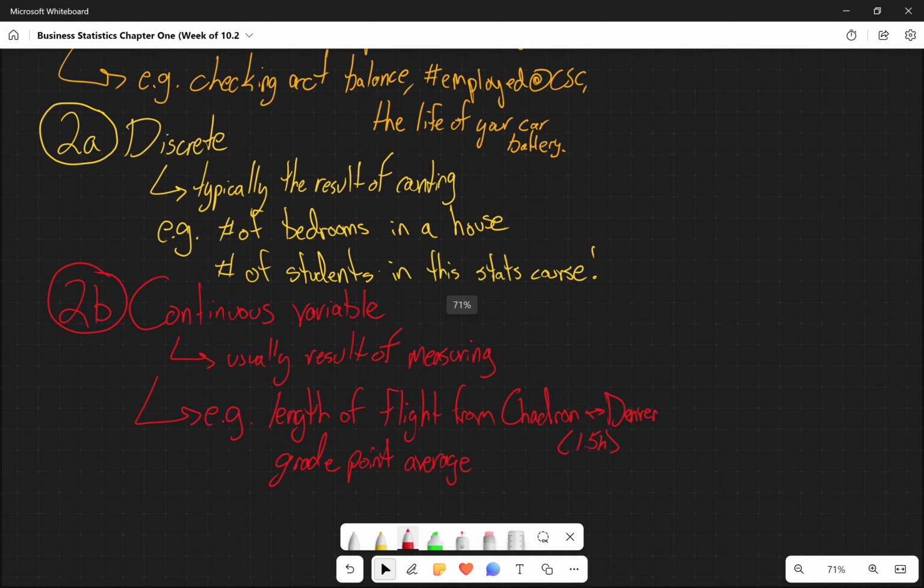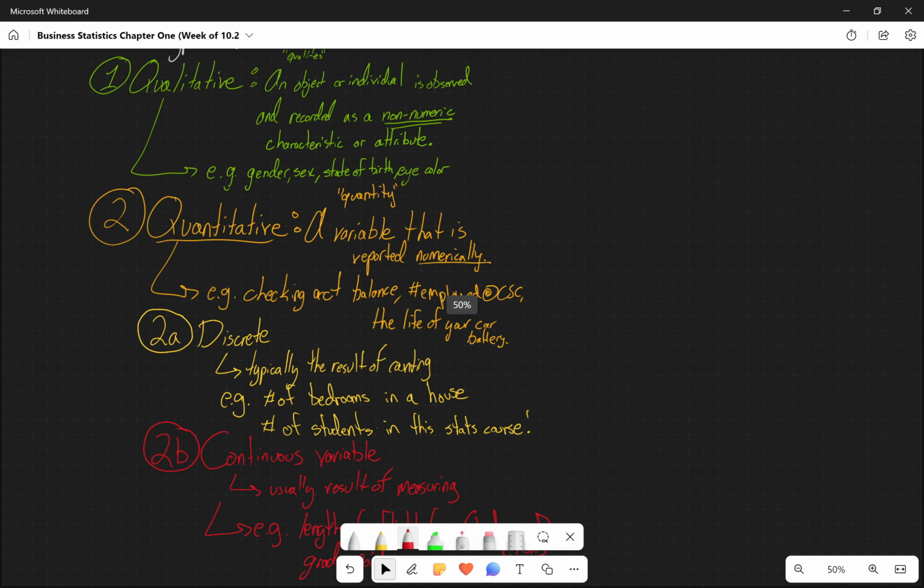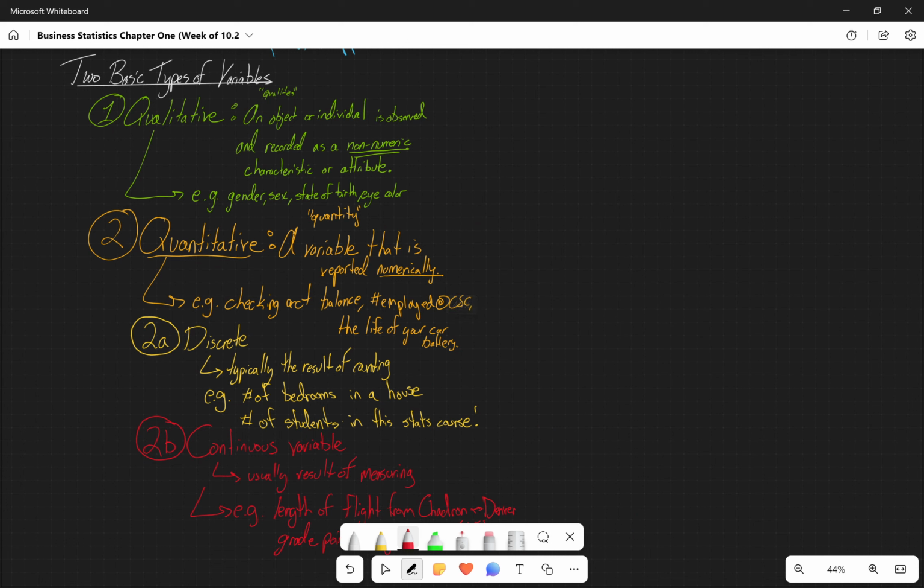So these are the two types of variables and the two types of quantitative variables that we're going to be seeing in this class.